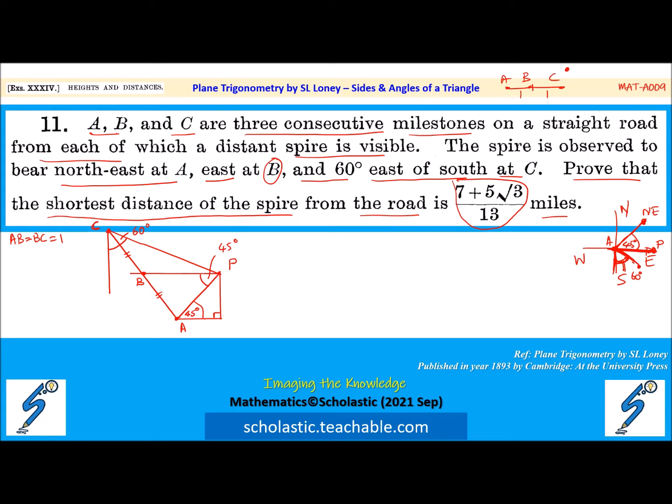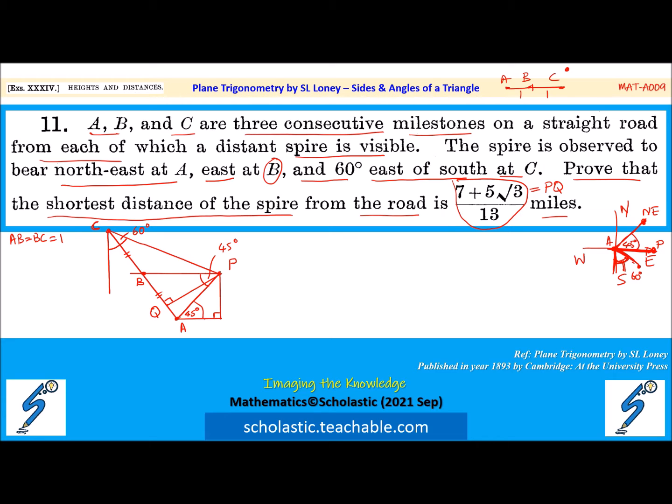Now what we have to prove is that the shortest distance of the spire from the road is this much. The road is A, B, C. To find the shortest distance, you have to drop a perpendicular to the road from P. So this is the perpendicular. Let's take it as Q. So we need to find PQ. Okay. So this is the pictorial diagram.